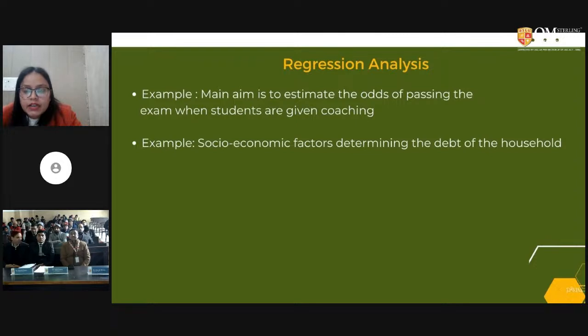Income can be categorized into three classifications, or I'm taking the socio-economic status: wealthy people, middle income group people, and poor people, and I'm trying to study the effect of that particular independent variable over the debt inclination of the households included under the study. Then we can use logistic regression analysis. Next slide.